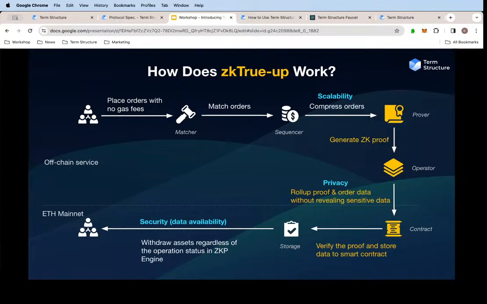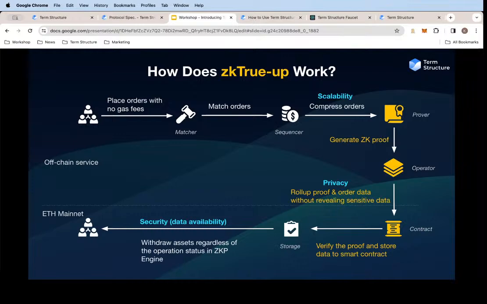And as you can see in this chart, users can place orders with no gas fees, and then a matcher will be responsible for matching orders. And then a sequencer is responsible for compressing orders, and this is how we achieved scalability. Later on, the prover will generate ZK proofs and send them to the operator. The operator will then roll up the proofs and order data without revealing sensitive data. And this is what we meant by privacy.